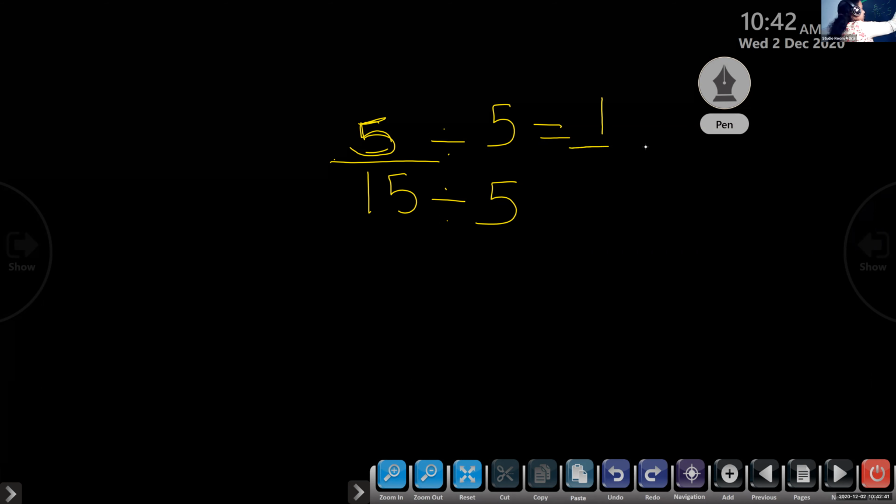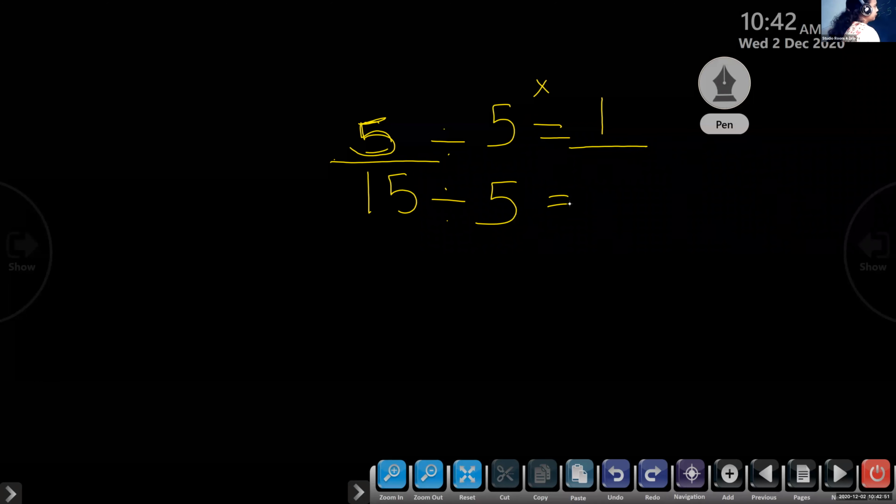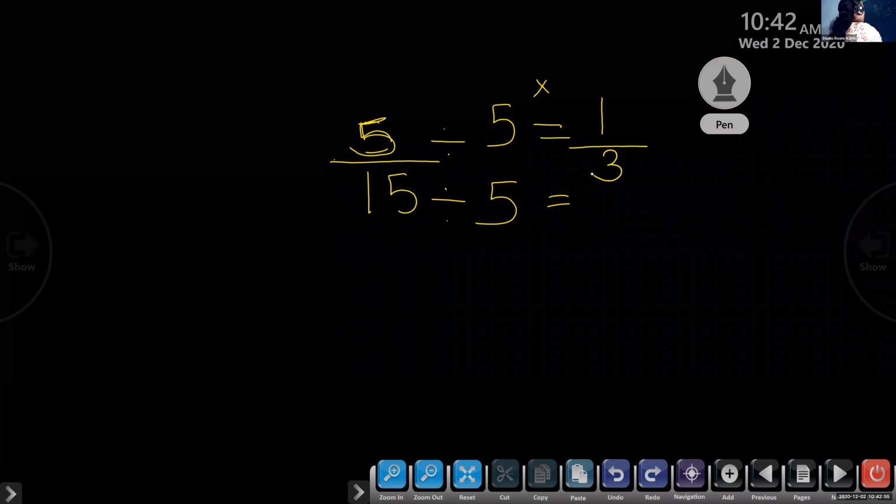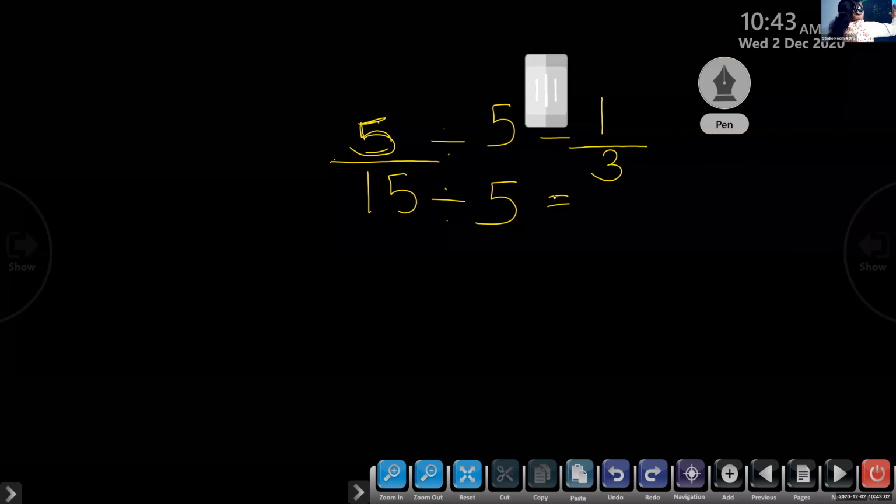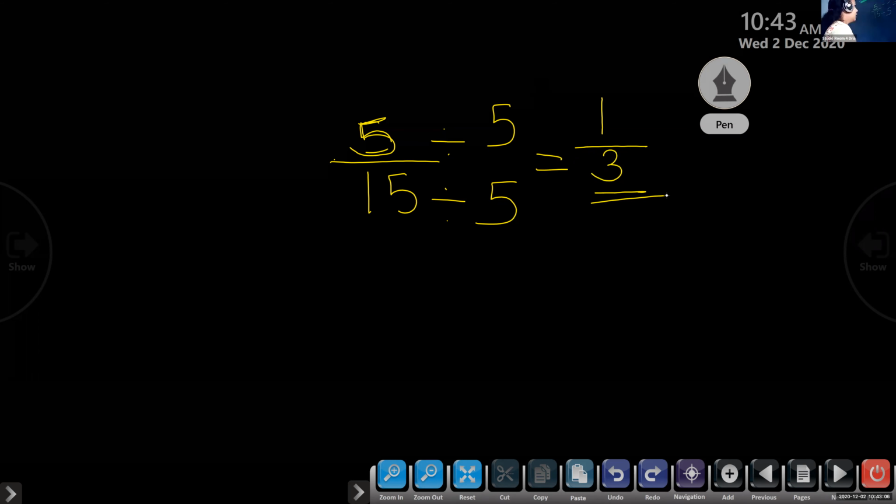1. Now look the operation reverse. 1 into 5, 5. Okay. 5 into which number is 15? 3. 1 into 5 is 5. 5 3s are 15. So what's the answer here, children? Here the answer is we will get 1 by 3. So this also we can write. We divide. Okay, we can write. We divide.